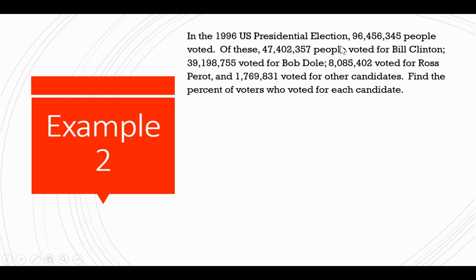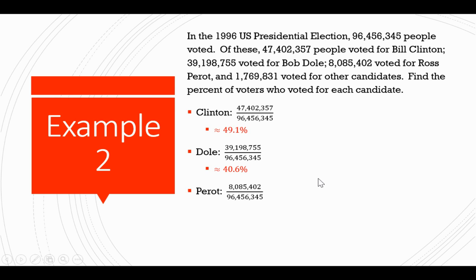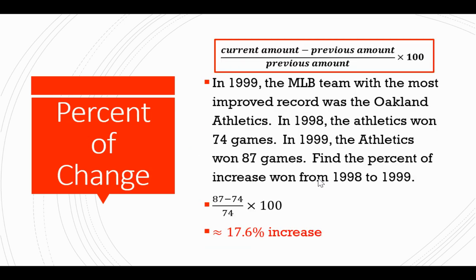So we'll take each of these numbers divided by this number, multiply that by 100. For Clinton, here's our division, about 49.1%. For Dole, about 40.6%. For Perot, about 8.4%. And other, about 1.8%. Any questions on this? So far, so good.